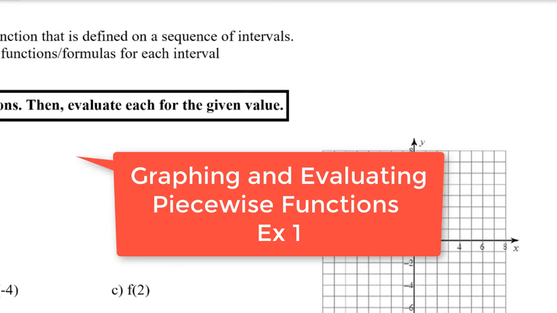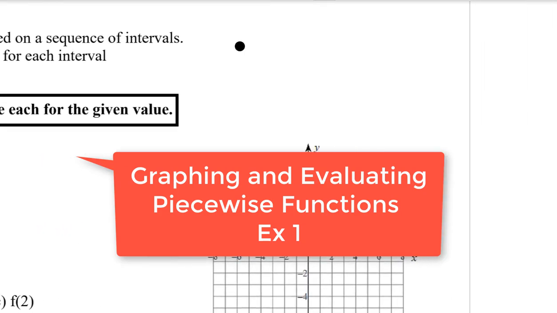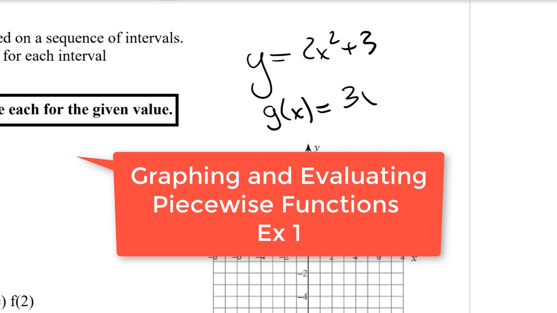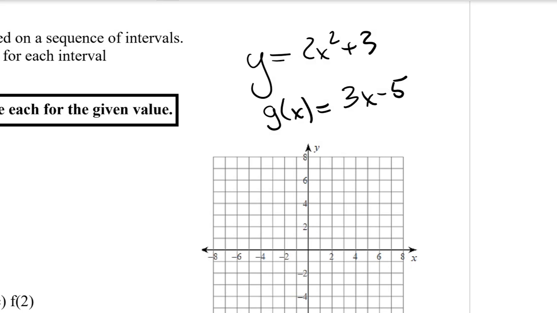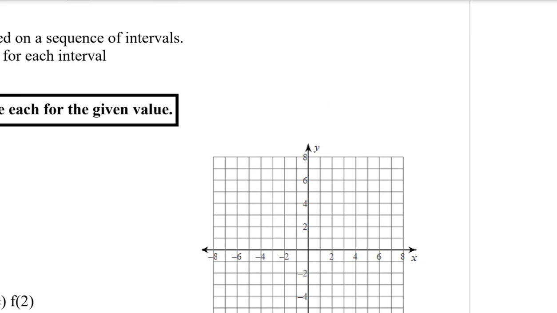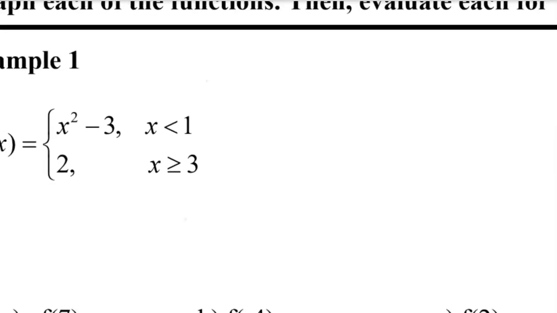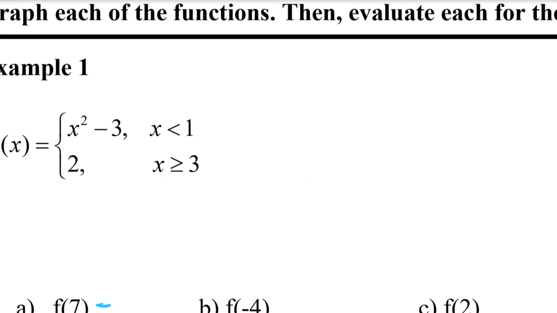Now, in previous courses, you'll take a look at a function, like y equals 2x squared plus 3, and it's like, all right, that's just one function. Whereas maybe we'll have another function, say g of x equals 3x minus 5. That's another function. Now, if we have two functions that we put together and say, only graph part of it, that is what makes a piecewise function. So instead of just one function we're graphing, we're going to be graphing 2, 3, or sometimes more, but only pieces of them.